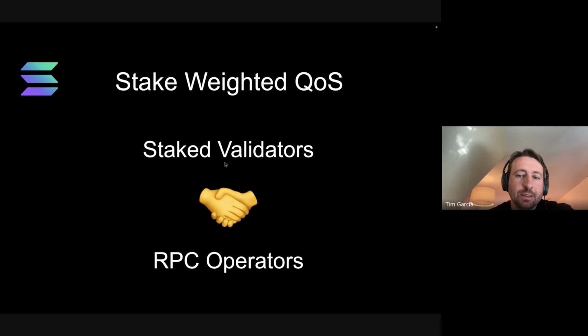In some cases, these stake validators and these RPC operators may be the same entity, right? In that case, no formal agreement is necessary. But in many cases, these stake validators and RPC operators are separate entities. However you do it, staked validators and RPC operators need to come to an agreement on how much of their connection they want to share and what that arrangement is.